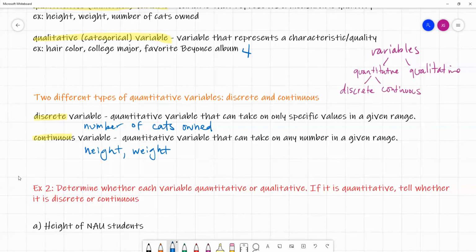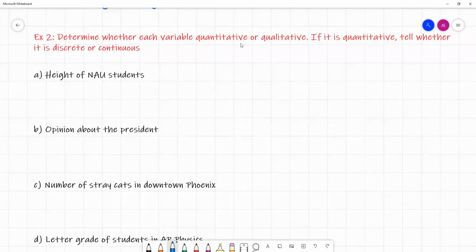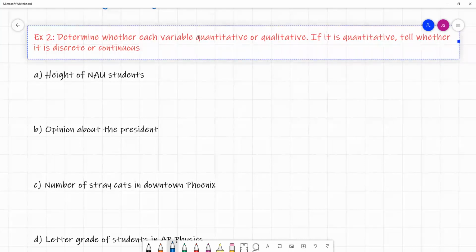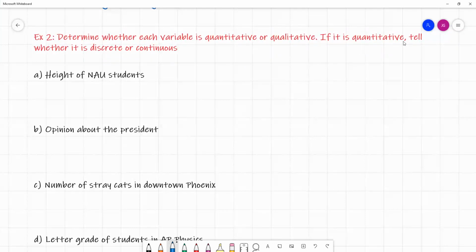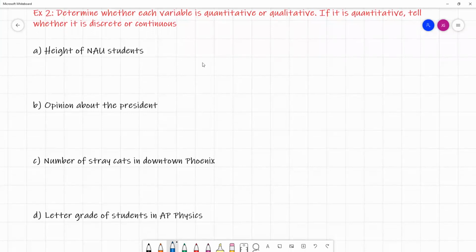Okay, so now let's do one last example where we identify different types of variables. We're going to look at these variables here and determine whether they are quantitative or qualitative. If it is quantitative, tell whether it is discrete or continuous. So start with A, height of NAU students. We just talked about this. This is quantitative because whenever you ask someone their height, they respond with a number. And then it's continuous because it can be any number in that specified range. If we measure in centimeters, someone can be 180 centimeters, another person can be 172.582 centimeters, whatever number is possible.